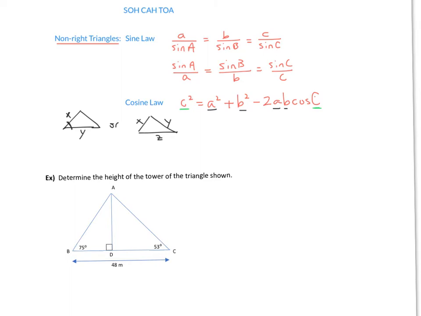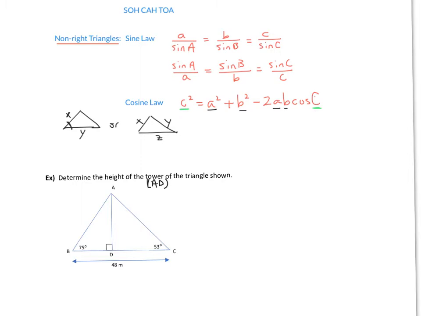We're going to determine the height of the tower in the triangle shown. The tower is A to D, just so you know that. A to D is where the tower is, and we need its height, its length. Now, if I look at side AD, it's a side length in triangle ADC. It's also a side in triangle ADB.